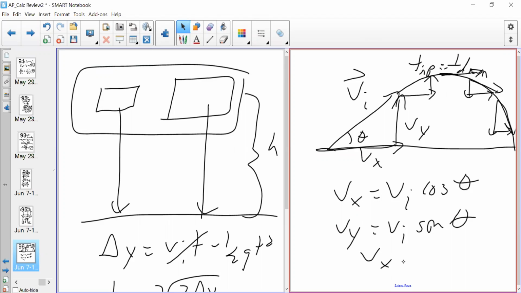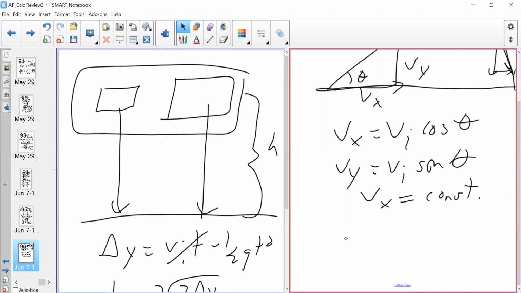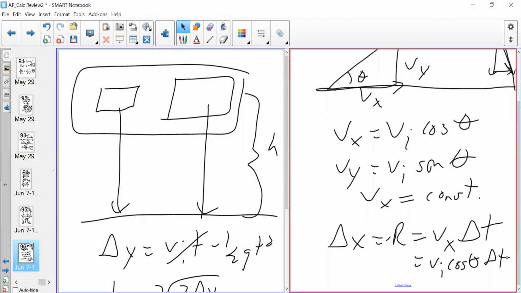A little thing to keep in mind is that Vx is constant because there's no air resistance. We're going to ignore that. And there's no gravity in the x direction. So that helps out with certain problems like your range, delta x equals R equals Vx delta t, Vi cosine theta, right? This is the cosine component, the horizontal. And this t is the total time because it involves the entire trip.